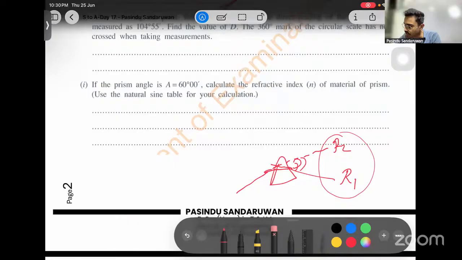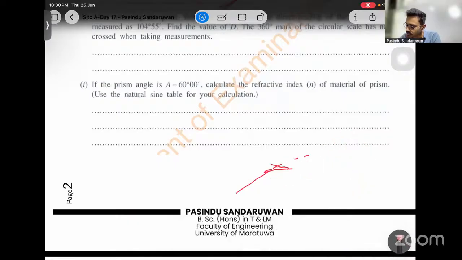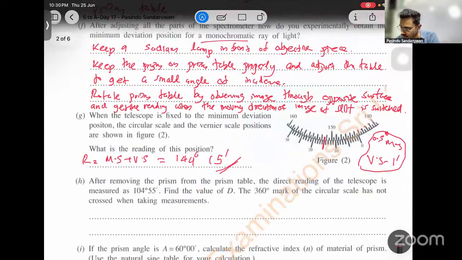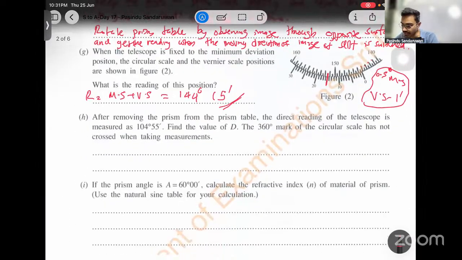That's why the direct reading is given. Direct reading is 104, 55. Find the value of D. The 360 mark of the circular scale has not crossed when taking measurements. What's the importance of that? If the 360 mark is crossed when we take the readings, you have to take 360 minus the difference. If it is not crossed, which means both readings are on the same side, just subtract.